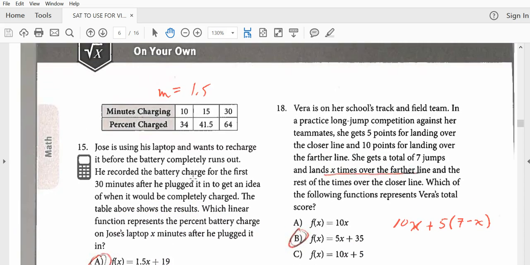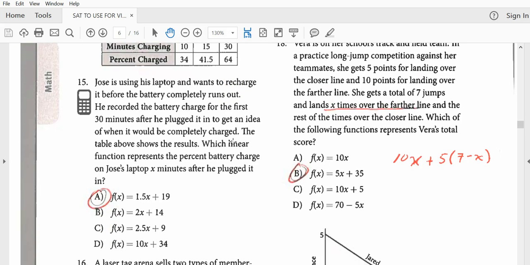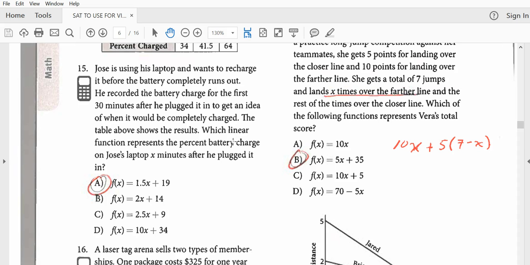So here, pretty basic. Let's find the slope, right? So minutes would be our x, percent charge is our y. We find our slope, and we'll actually get 1.5 for the slope. So if you do things correctly and you're confident, you really can shortcut a few problems here, because I could look and say, okay, there's only one with a slope of 1.5.